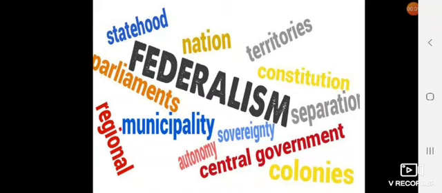Namaskar. Today we are dealing with the second chapter of the Democratic Politics 2 textbook in Political Science for class 10, that is federalism. So let's start federalism.